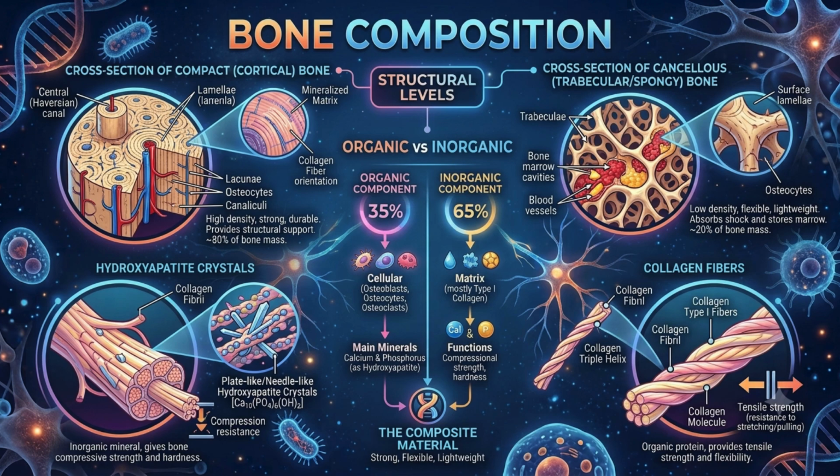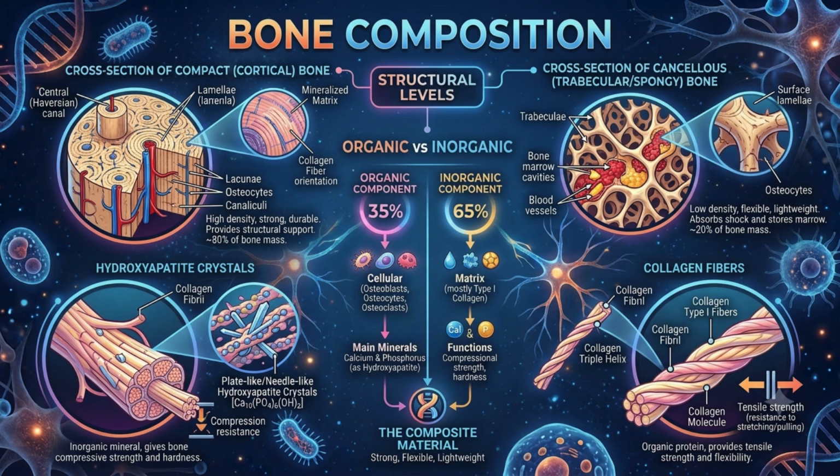Bone is composed of both organic and inorganic components. The major inorganic component is hydroxyapatite, a calcium phosphate mineral. Hydroxyapatite provides bone with its hardness and resistance to compression. The major organic component is type 1 collagen. Collagen provides bone with tensile strength and some flexibility. This combination of collagen and mineral makes bone strong while preventing it from being completely brittle.